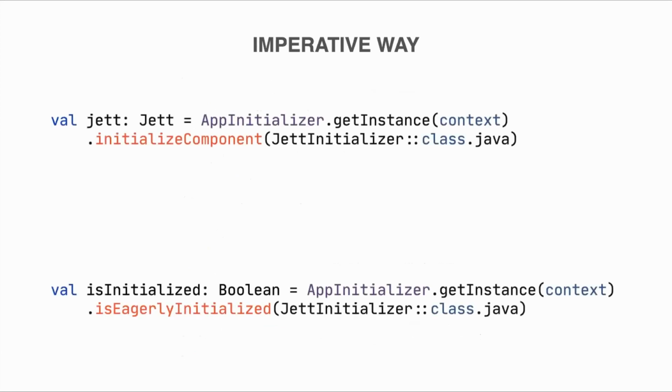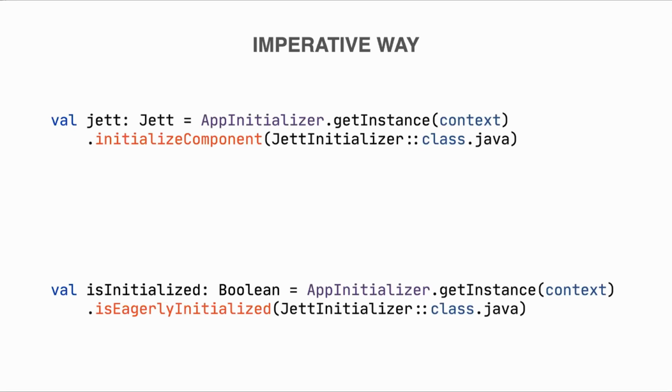So the imperative way, as I said, has only two important methods, and this is their usage. When you create an instance of the AppInitializer, you have to provide it a context, so be aware of that. And when you initialize the component, what you set as a generic type in your initializer is actually going to be returned as an object here. So in this case, some sort of object called Jet. The second important method is isEagerlyInitialized, which just returns true or false as a Boolean, telling you if your initializer has already been initialized or not.